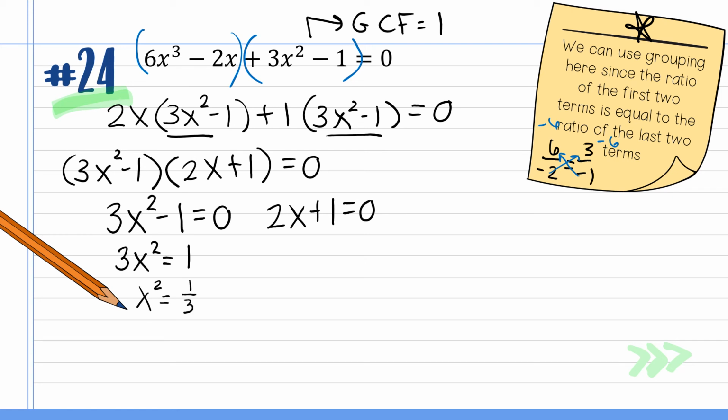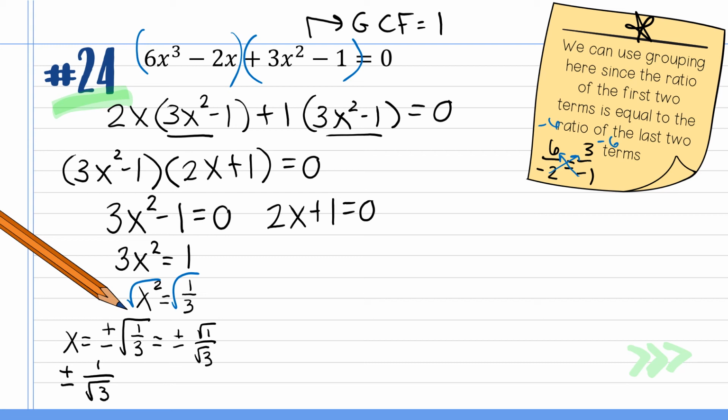Now we can solve this using square root. So taking the square root of both sides, because we're taking a square root here, we would get x equals plus or minus the square root of 1/3. Now remember, you can break that up to be plus or minus the square root of 1 over the square root of 3. The square root of 1 we know is just 1. So our answer right now would be plus or minus 1 over the square root of 3.